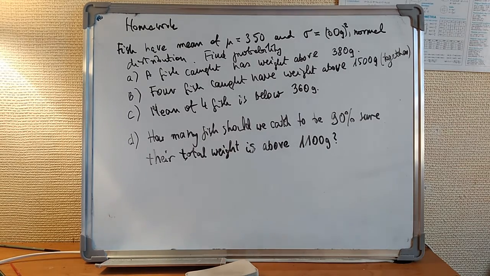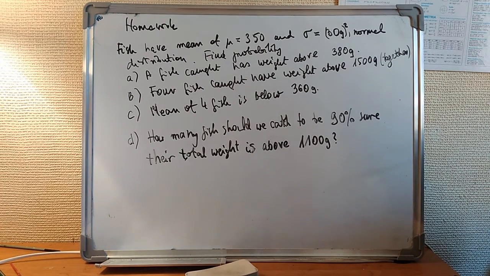Let's try to find the answers to the following question. The fish have a mean weight of 350 grams and variance of 30 grams squared, and the weights have normal distribution. Find the probability that A, a fish caught has weight above 380 grams. B, four fish caught have weight above 1,500 grams together. C, the mean of four fish is below 360 grams. And D, how many fish should we catch to be 90% sure that their total weight is above 1,100 grams.